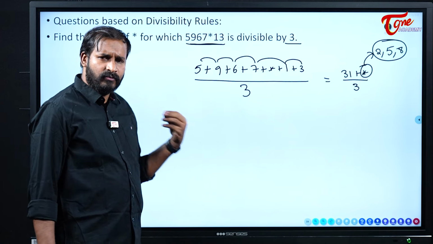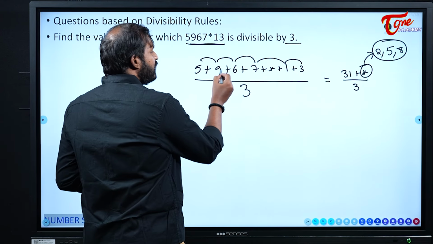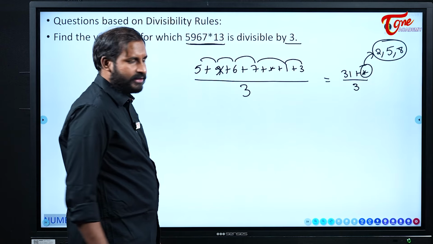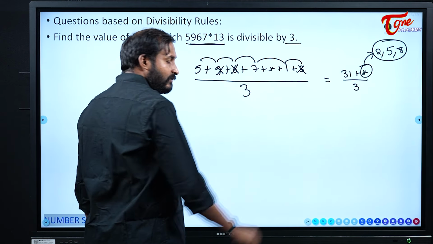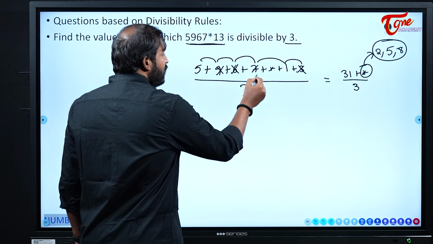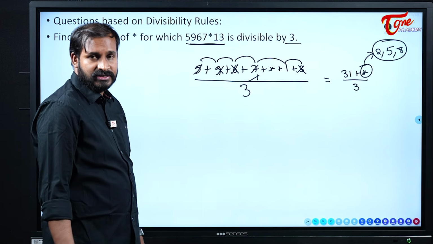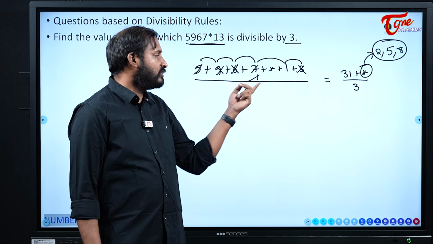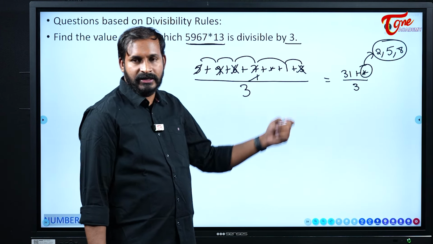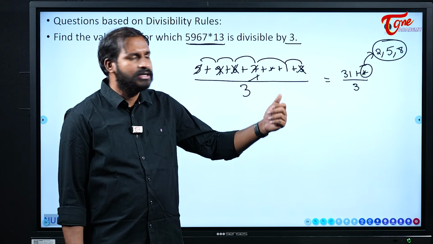If you want to solve it more quickly using a simple shortcut, directly, 9 is divisible by 3, right? You can eliminate that. 6 is also divisible by 3, you can eliminate it. 3 is also divisible by 3, you can eliminate that one. 7 will leave a remainder of 1, and 1 and 5, these two sum to 6, that also gets cancelled. Instead of adding, you can do the cancellation also. So now 1 plus star is divisible by 3. So what are the values of star? As usual, the same 2, 5 and 8 only, you will get the same answer.